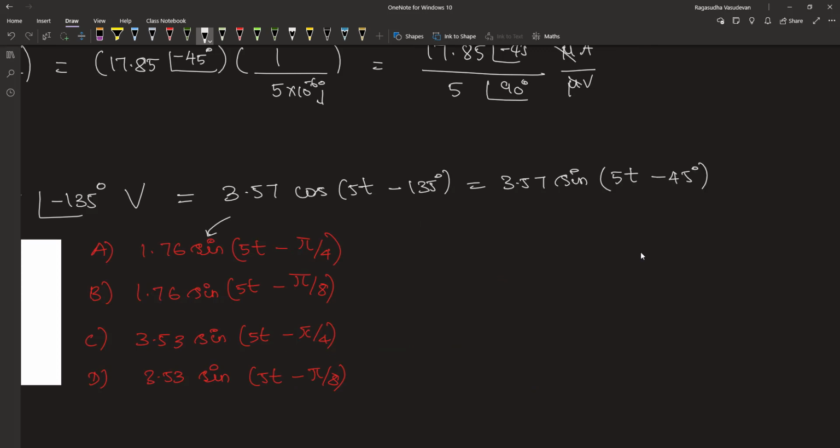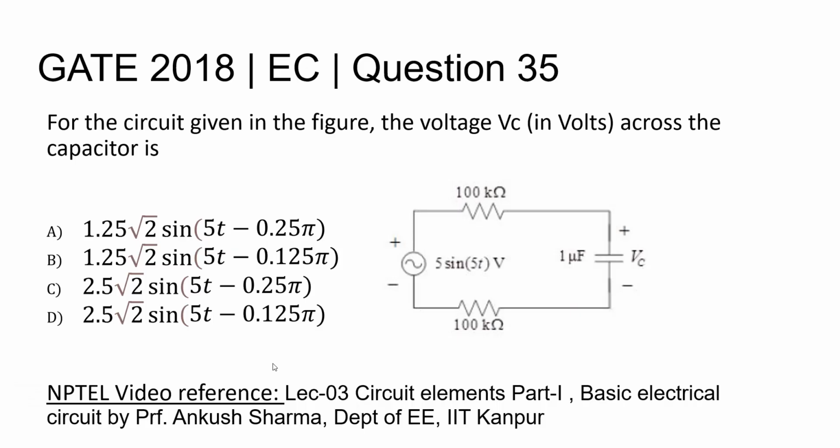So, comparing the options, we can say that option C is the right answer. The answer is option C.